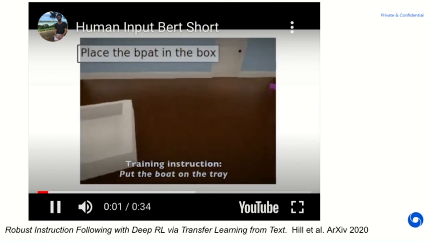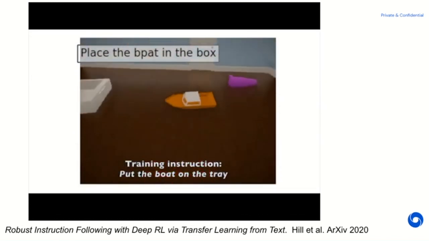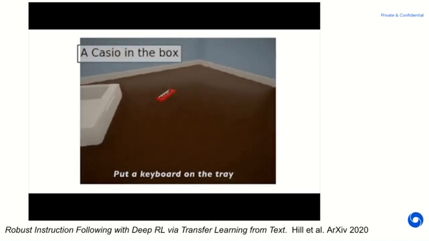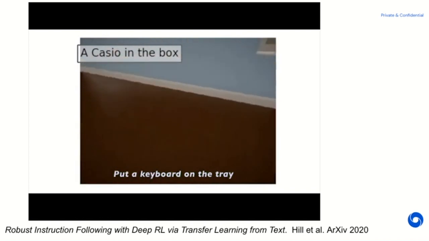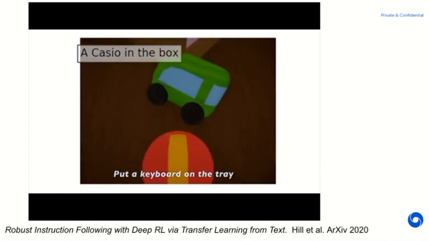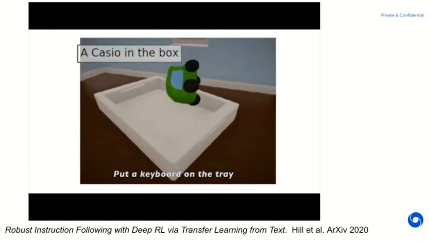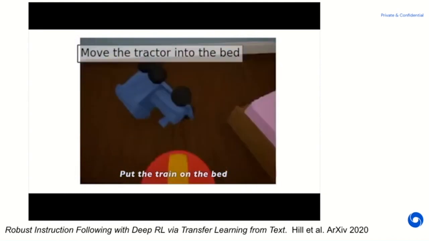So anyway, just to give a bit more context, here's a video of the best agent successfully and sometimes unsuccessfully following human instructions. So at the top is the instruction the agent was given from the human rater. So in this case, it's asked to put the Casio in the box. It fails at that one. It didn't know that Casio is equivalent to a keyboard.